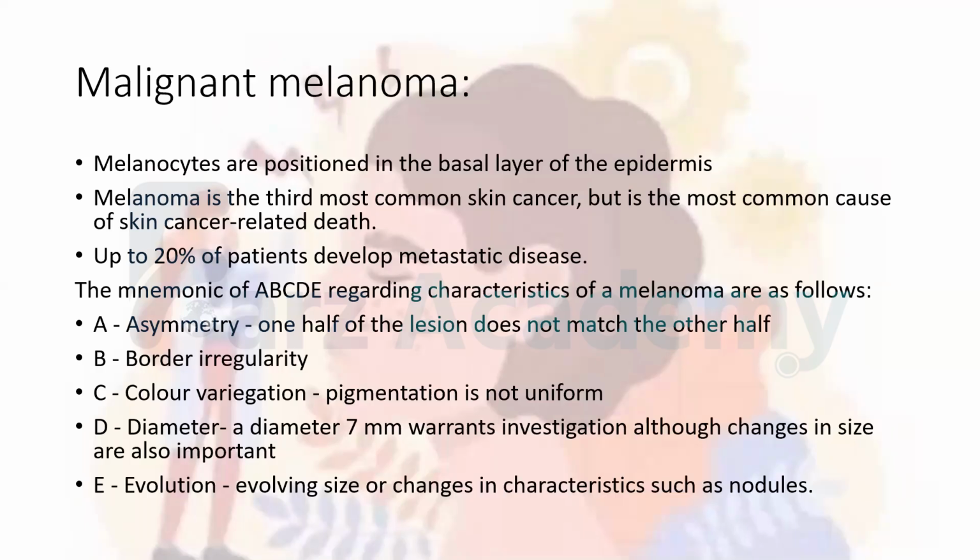D will be diameter of the lesion, which is more than 7 millimeters, and E is evolution, evolving size or change in the characteristic or color very rapidly. Okay, so remember this ABCDE mnemonic. This has to be ruled out to see whether it is a malignant or a benign lesion.